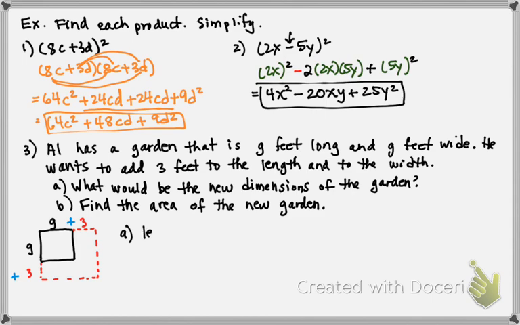The length is going to be equal to G plus 3, and the width is going to be equal to G plus 3. Now, if we needed to, we could add the label of feet, right? Because the dimensions include the label. So that's easy. So then the next part asks us to find area.